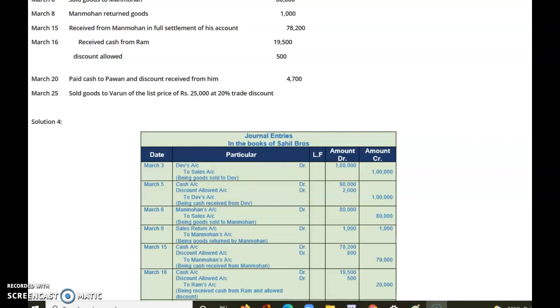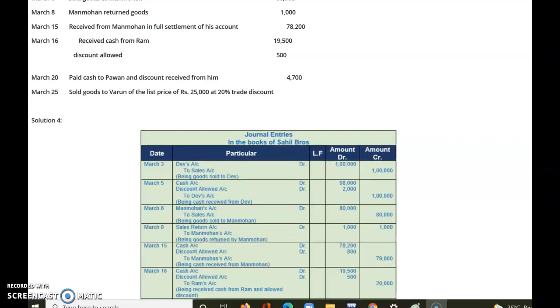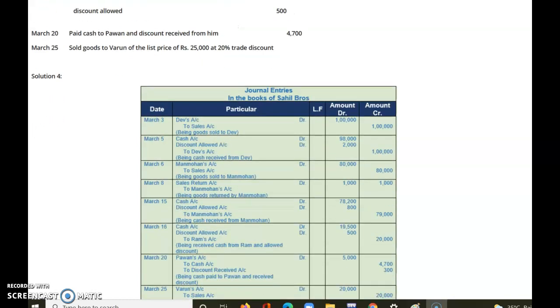So the entry will be here: Cash account debit with 19,500. Discount account debit with rupees 500. And Ram account will be credited with rupees 20,000. Next transaction is paid cash to Pawan and discount received from him. So how much amount had we paid to Pawan? Rupees 4,700. So here Pawan is a personal account, cash is a real account and discount is a nominal account.